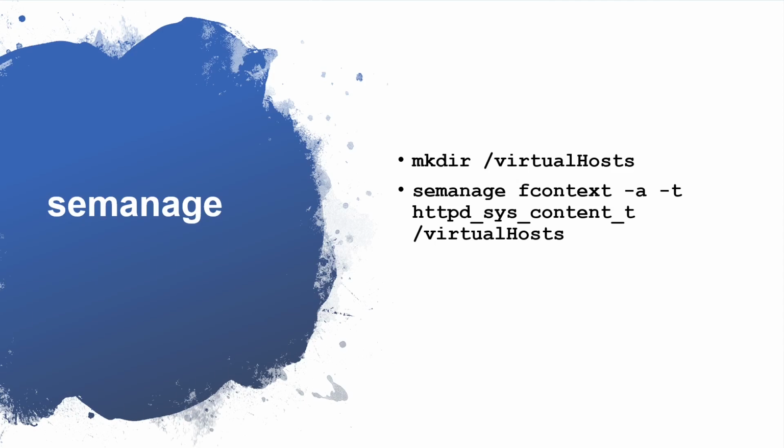Here's an example on the screen. You do mkdir /virtual_hosts, and then you list it with ls -Z, and then you do semanage fcontext -a -t httpd_sys_content_t /virtual_hosts, right? And then you list it again, right? Then you restore with restorecon -Rfv /virtual_hosts and list the folder again, right? So the context changes from default_t to httpd. This context type is thus only applied after the call to restorecon.